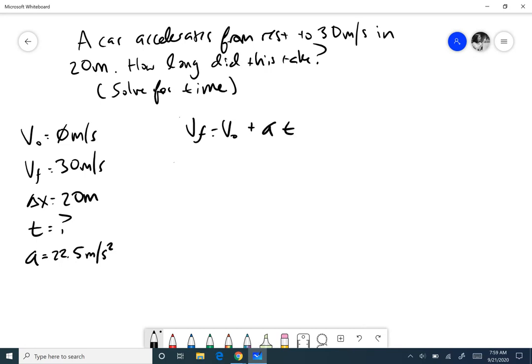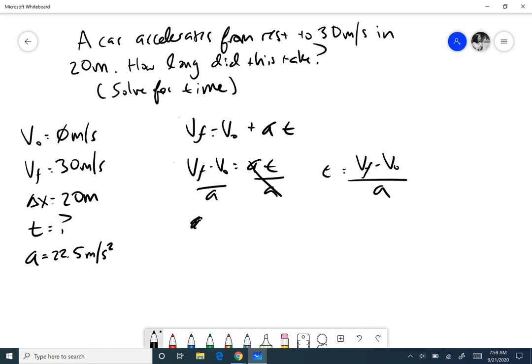And now we know all of these things except time. We just need to get t by itself, so I'm going to subtract v naught to the other side. And then I'm going to divide away a on both sides. So we are left with time is equal to velocity final minus velocity initial divided by our acceleration. We know that our velocity initial is 0, so we can cancel that out.